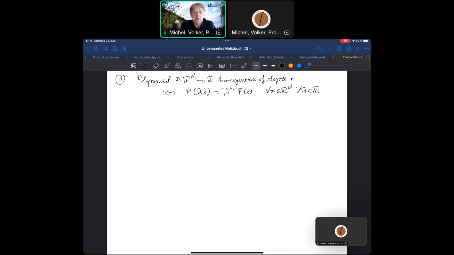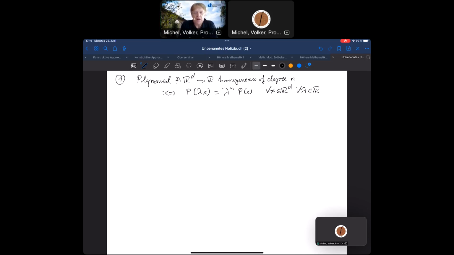So if you multiply the argument of P, or if you stretch the point x, or if you compress it, so if you extend it in a direction away from the origin, you get a corresponding multiple of the original value of the polynomial, and the power of that factor that you get in front of it, the power of λ, defines the degree of the polynomial. This is quite easy to understand.